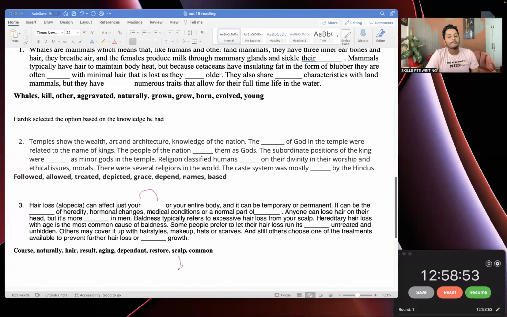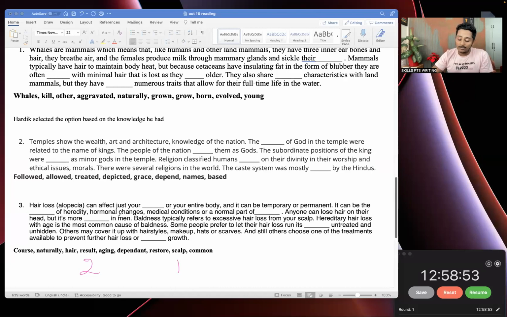Continue. It can be the result of heredity, hormonal changes, and medical conditions. After the, a noun should come. It can be the result of, it can be the cause of. Only 3 nouns are there. It can be the result of, means because of heredity, you may lose hair. What are the reasons you can lose the hair? Hormonal changes and medical conditions, or a normal part of aging.